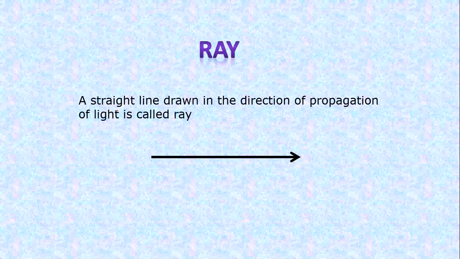Now what is a ray? Any straight line drawn along the propagation of light is called a ray. It is represented by a straight line and an arrow, which shows the direction in which the light is traveling. So we will use this ray diagram to explain image formation and many other things.